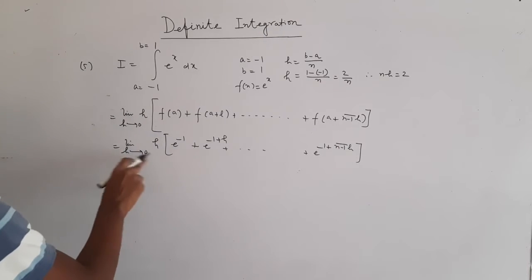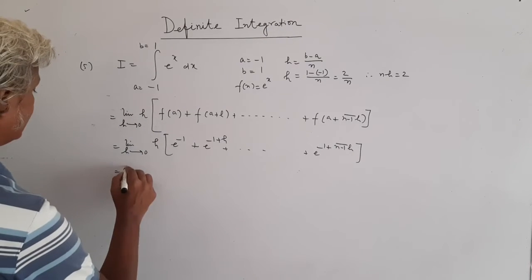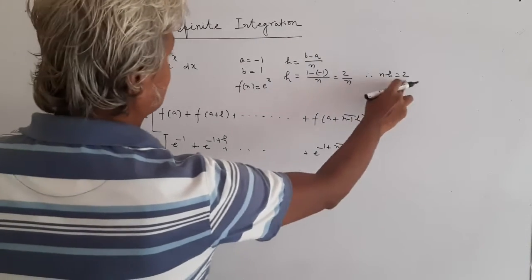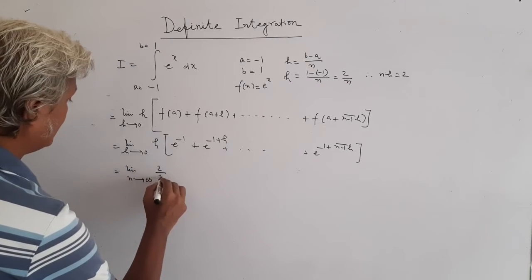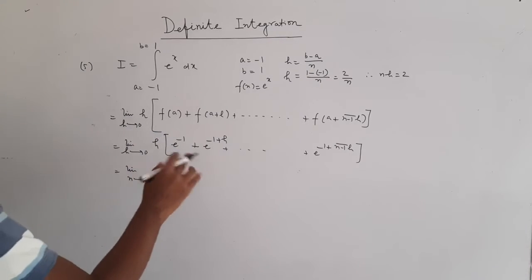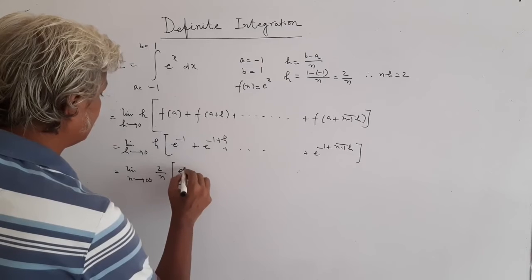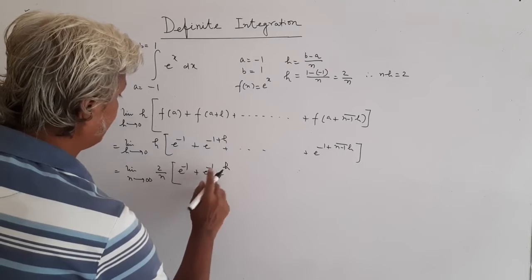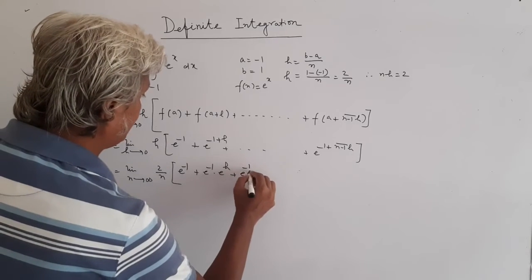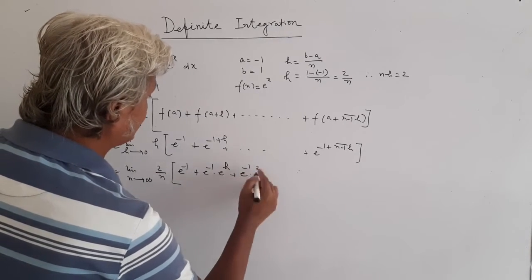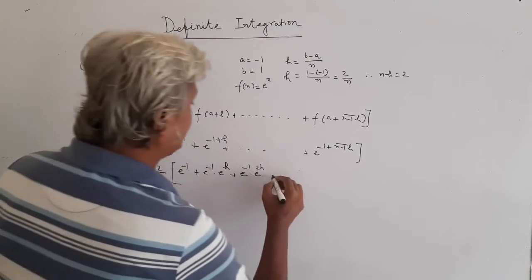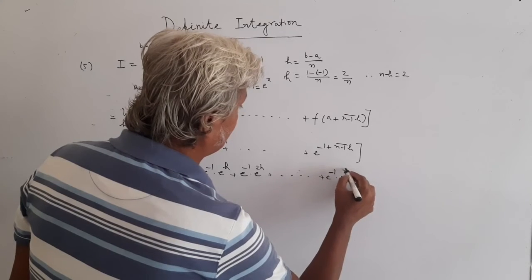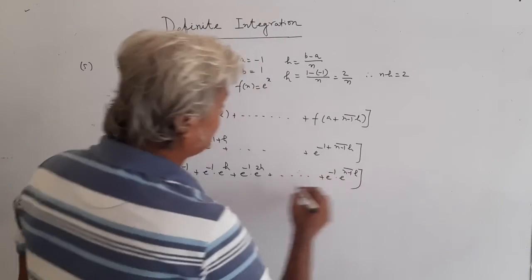Now I replace the value: limit n tends to infinity, and in place of h I write 2 over n. Now you see e to the power -1 can be written as e to the power -1 plus e to the power -1 dot e to the power h plus e to the power -1 dot e to the power 2h, which is hidden there, plus dot dot dot plus e to the power -1 into e to the power (n-1)h, like this.